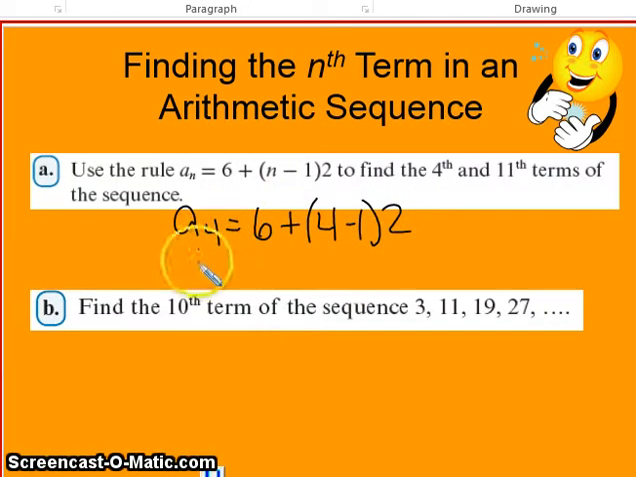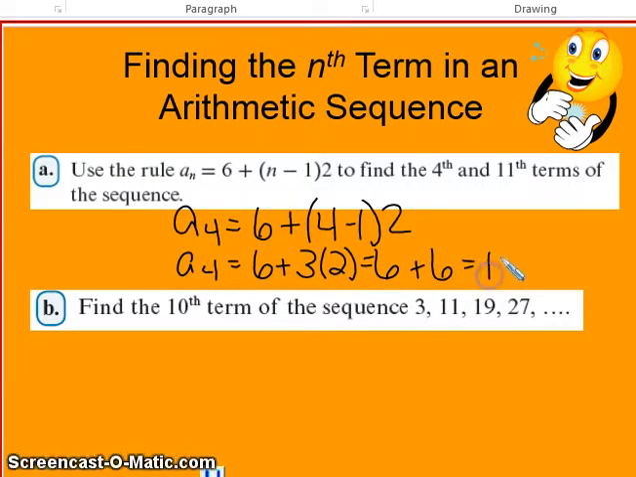Now I'm just going to simplify this using order of operations. Of course, I have to do parentheses first. 4 minus 1 is 3. Now I have to do multiplication. So I have 6 plus 6. And that means my 4th term is 12. So that's how to find the 4th term.